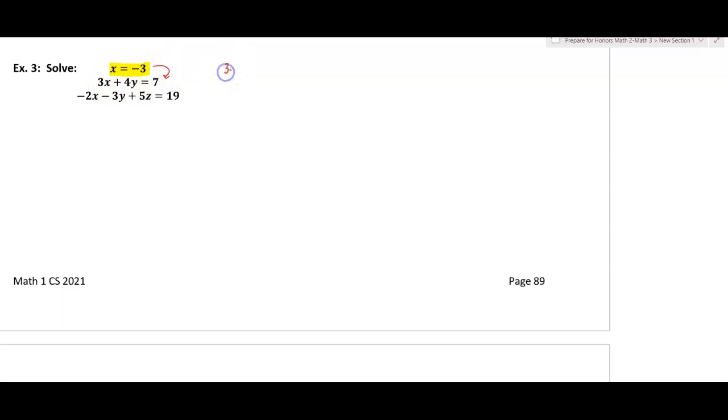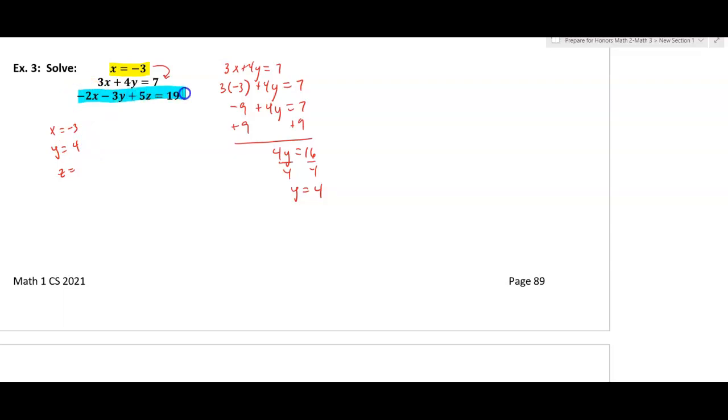So that would give me 3x plus 4y equals 7. I'm going to replace x with negative 3. 3 times negative 3 plus 4y equals 7. Negative 9 plus 4y equals 7. Add 9. 4y equals 16. Divide by 4. Y is equal to 4. So right now, I know x equals negative 3, y equals 4.